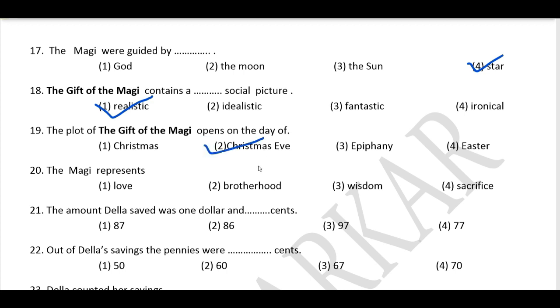Then 20. The Magi represents. Before seeing the options, the Magi means wise men, 3 wise men from the east. So the option should be, not love, brotherhood, wisdom, sacrifice. Obviously wisdom, as they were wise men.